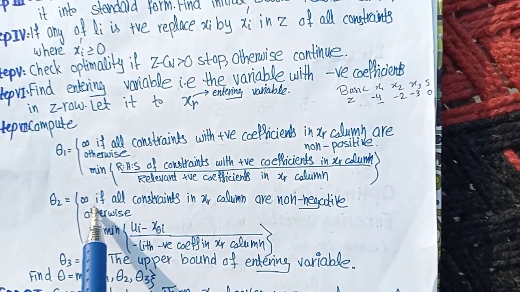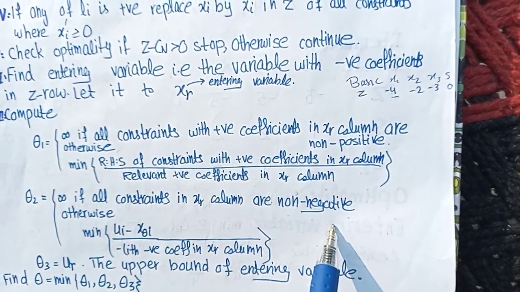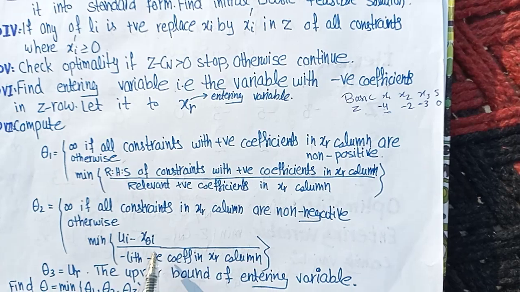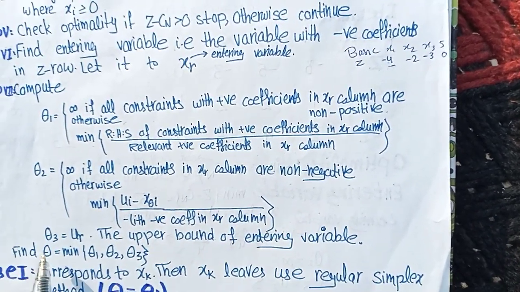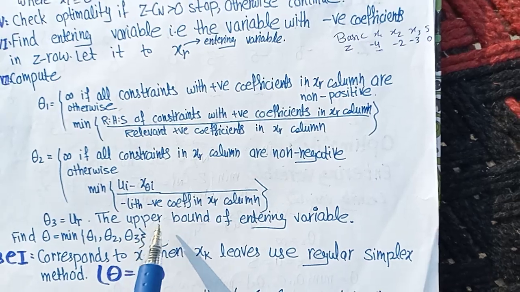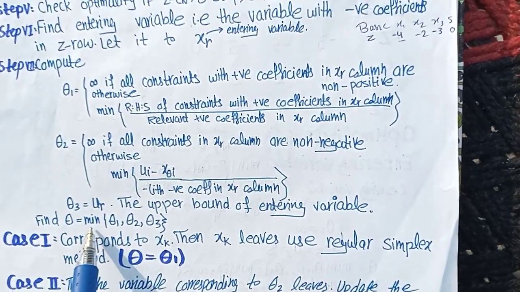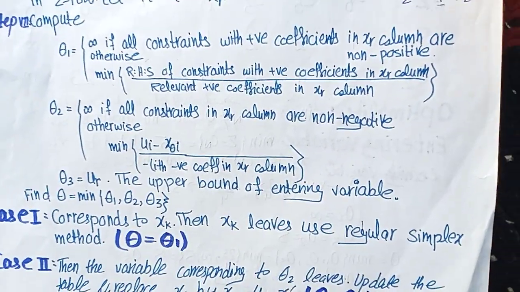Theta 2 is equal to infinity if all the constants in the xr column are non-negative. Otherwise, the minimum of (Ui minus xi) over the ith negative coefficient in the xr column. Theta 3 is equal to Ur, the upper bound of the entering variable. Find theta equal to the minimum of theta 1, theta 2 and theta 3.